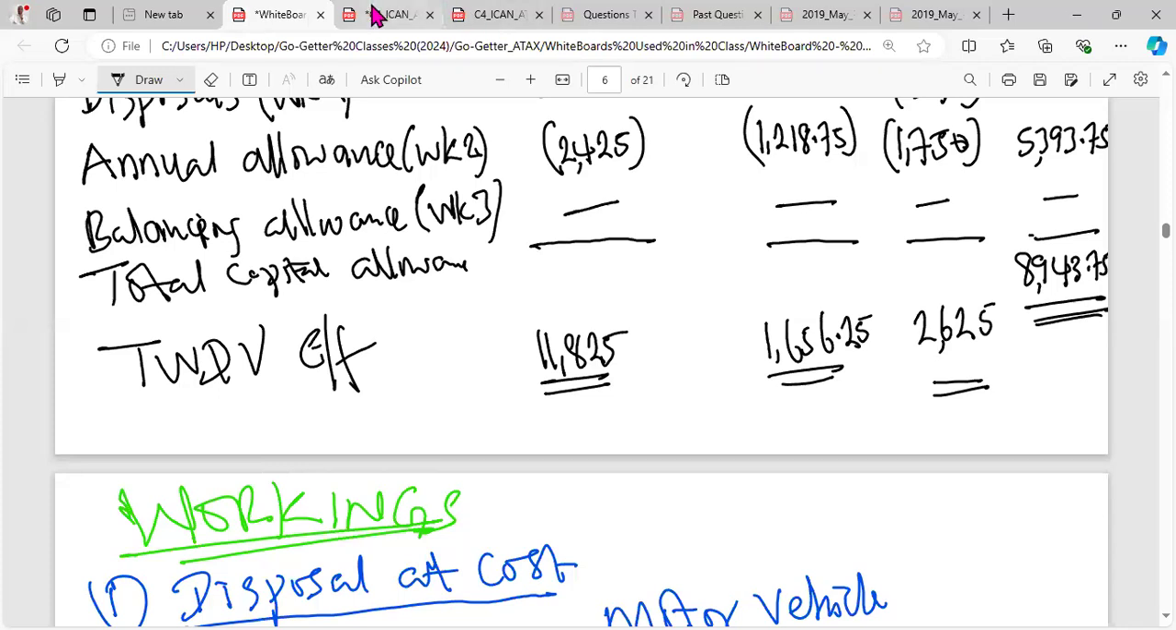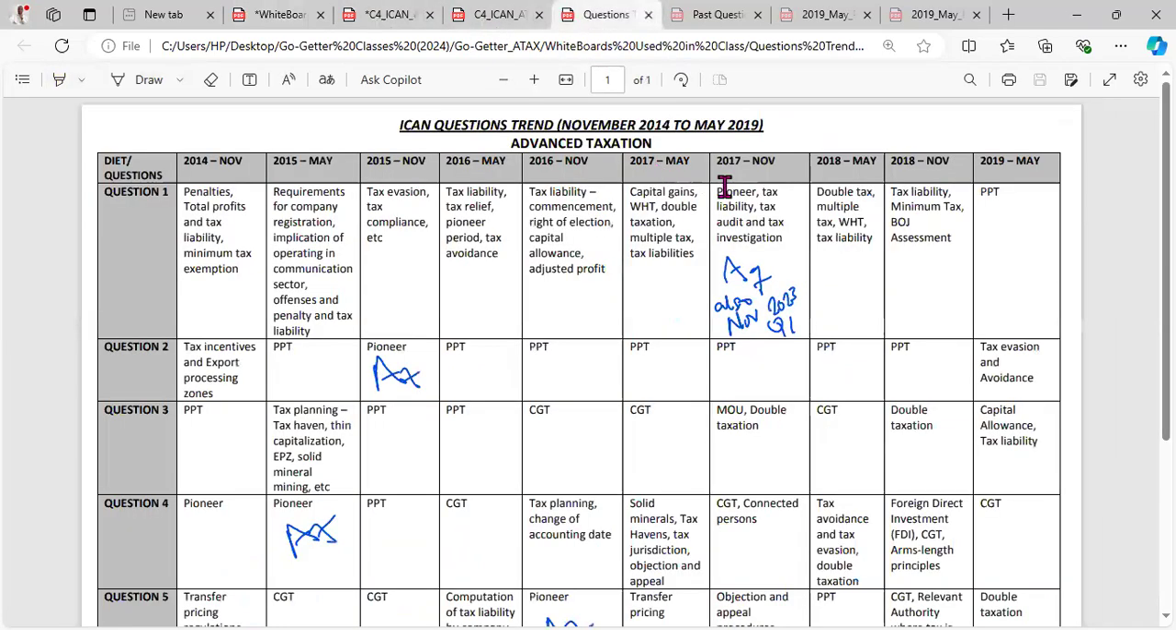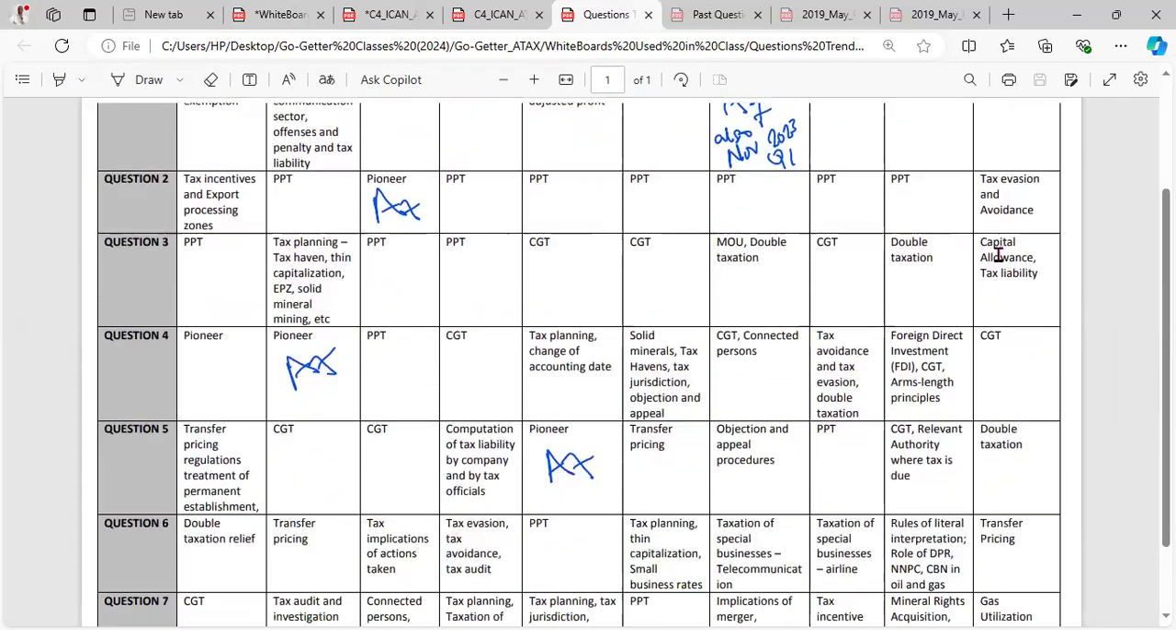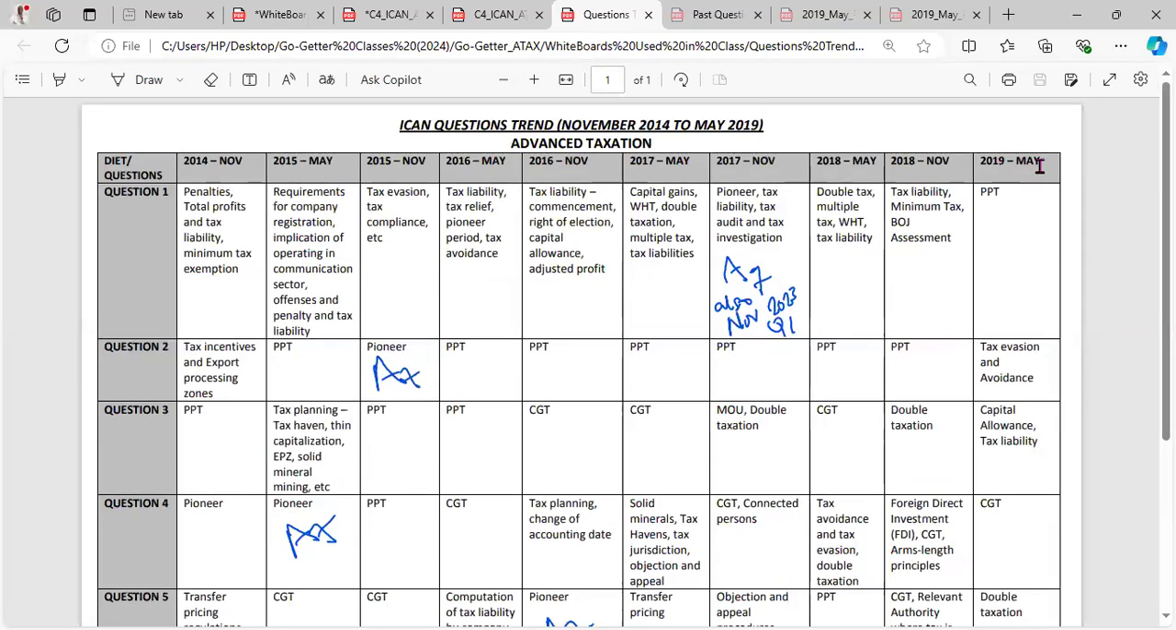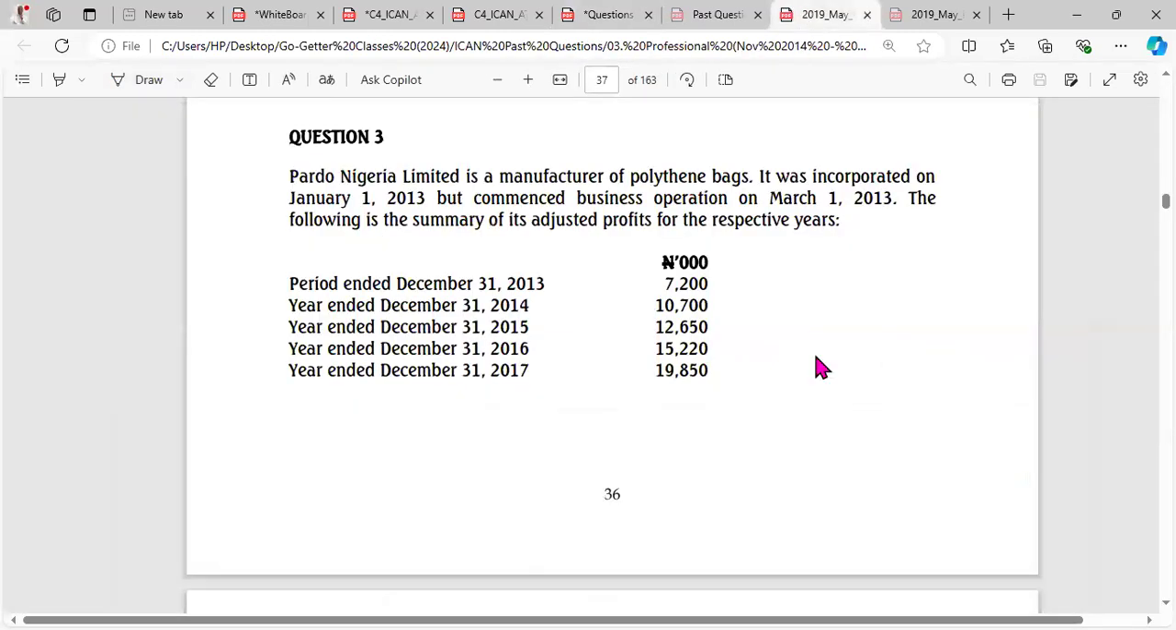All right, so we'll now look at a past question. May 2019, question number 3. So I would say this is A9 because this is our 9th class. Call it A9. All right, so we have it here. May 2019, question 3.